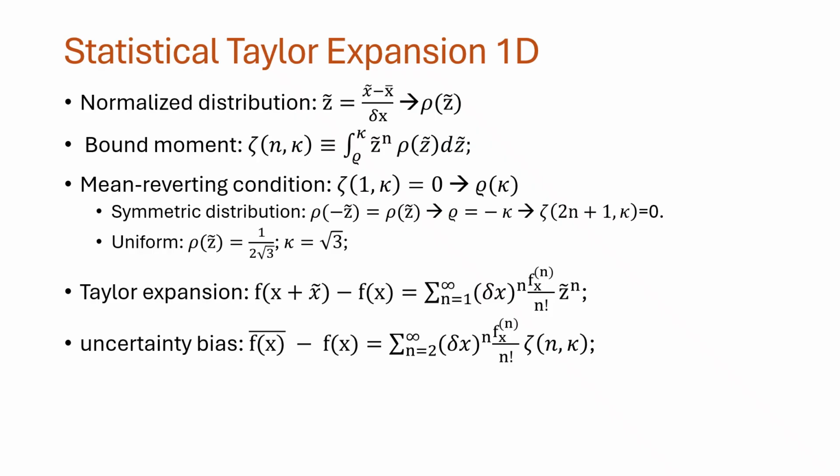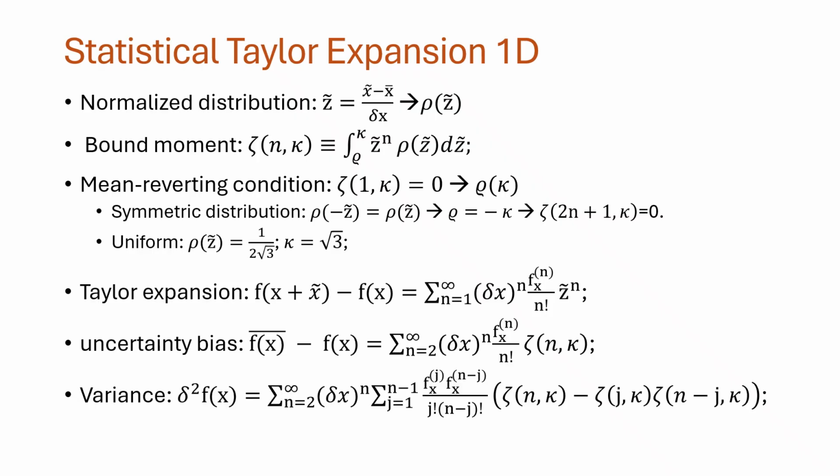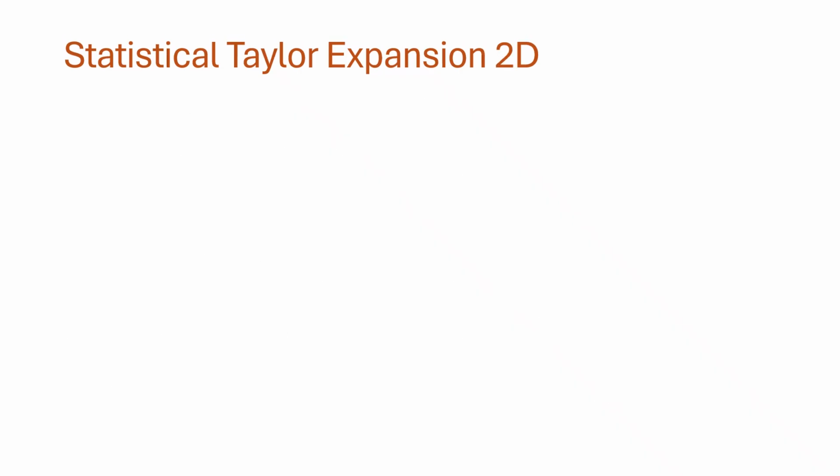And it is determined by the standard deviation, by the deviation of the input, and the bounded momentum and the Taylor expansion. At the same time, we can determine the output variance using this function, right? It's still a similar formula, but a little bit more complex. Standard Taylor expansion, two-dimensional.